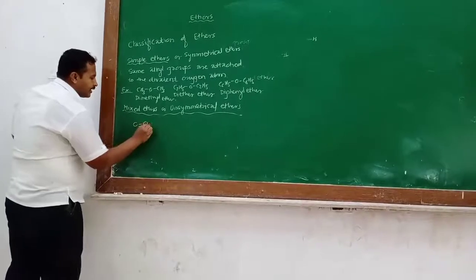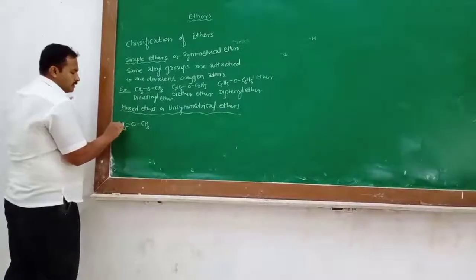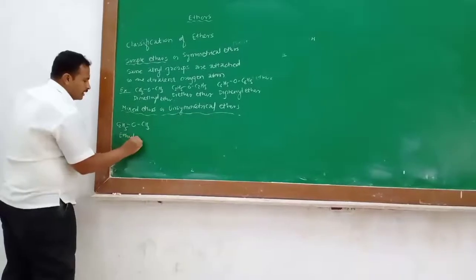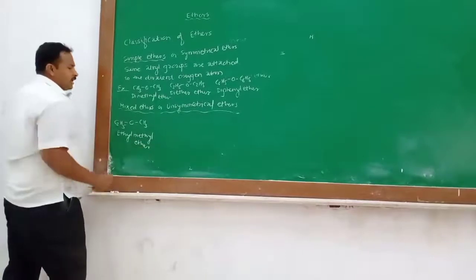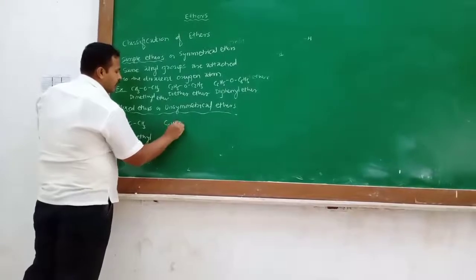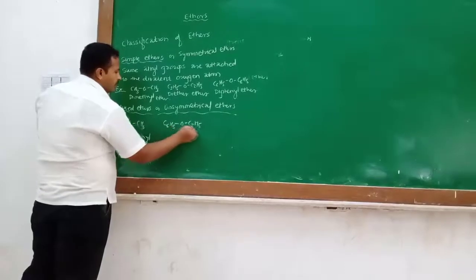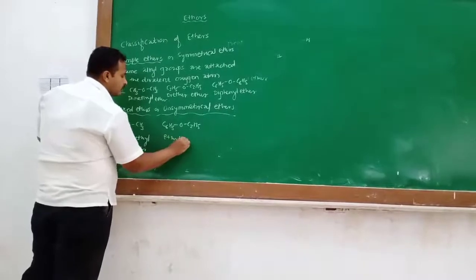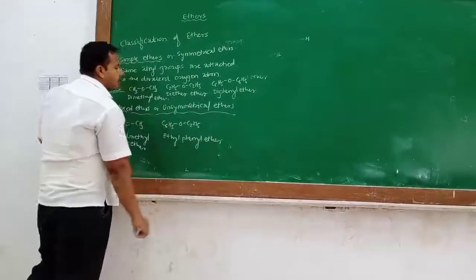Two different alkyl groups, CH3, C2H5. It is an example of mixed ether. C2H5 and CH3 are different. Name: ethyl methyl ether. Another example, C6H5OC2H5. It has an ethyl group and a phenyl group, so the name is ethyl phenyl ether.